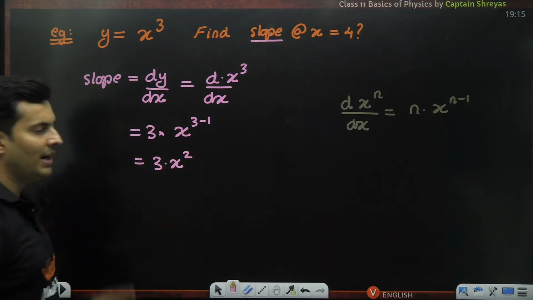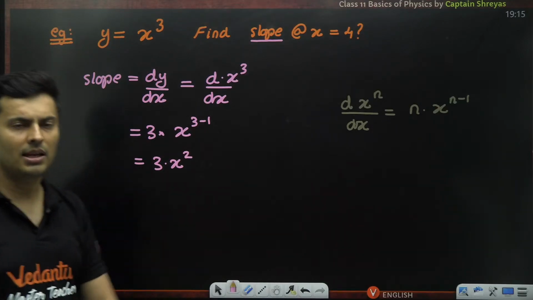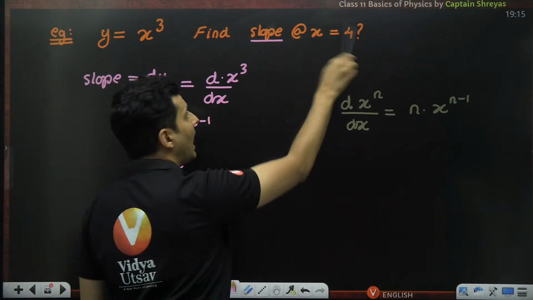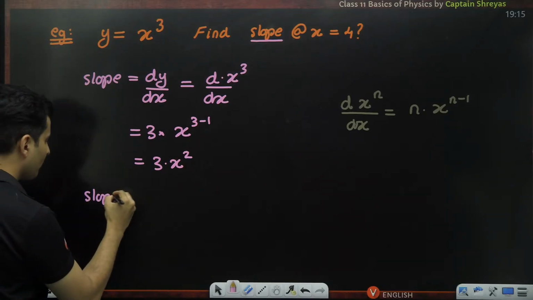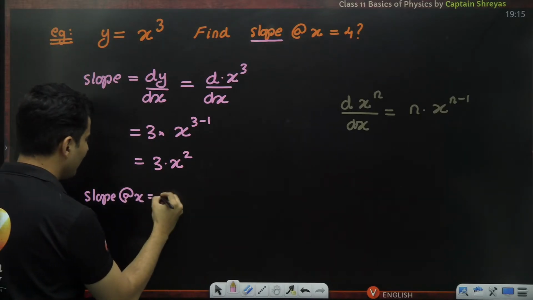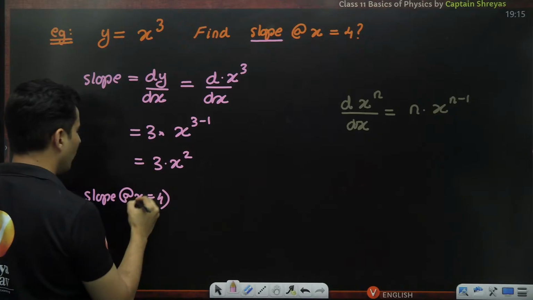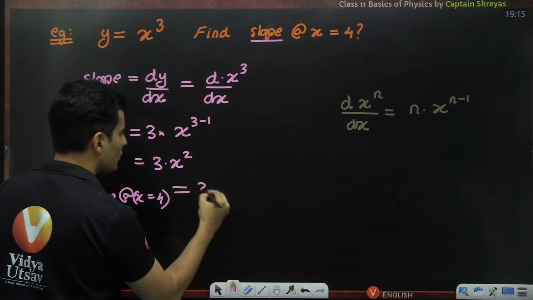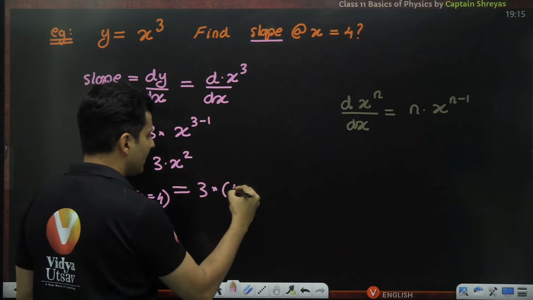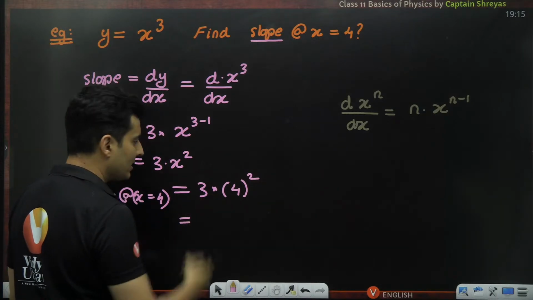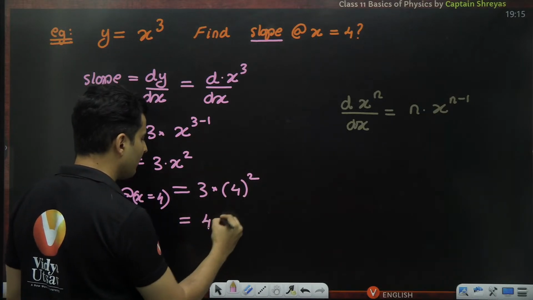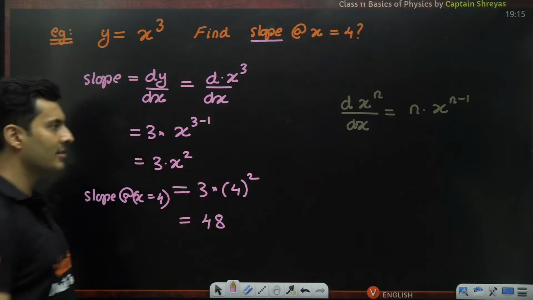But that is not the final answer. The question says at x equals to 4. Oh, so the slope at x equals to 4 is asked. So put the value of x as the number 4. 3 into 4 square. 4 square is 16. 16 into 3 is basically 48. So 48 is the answer.